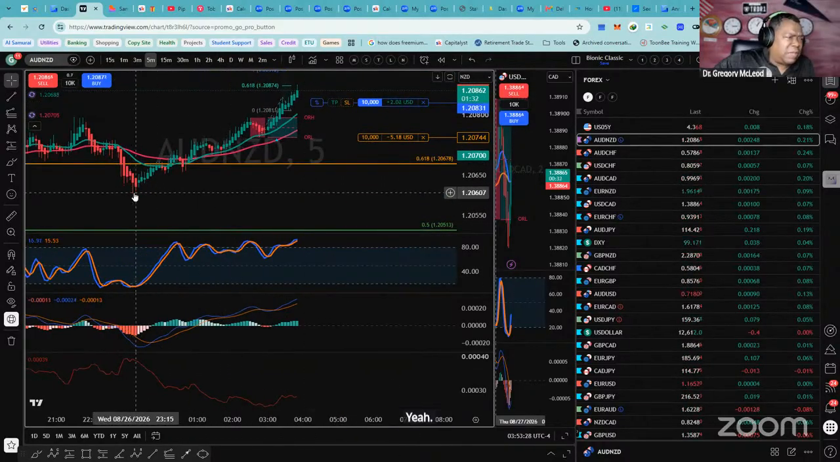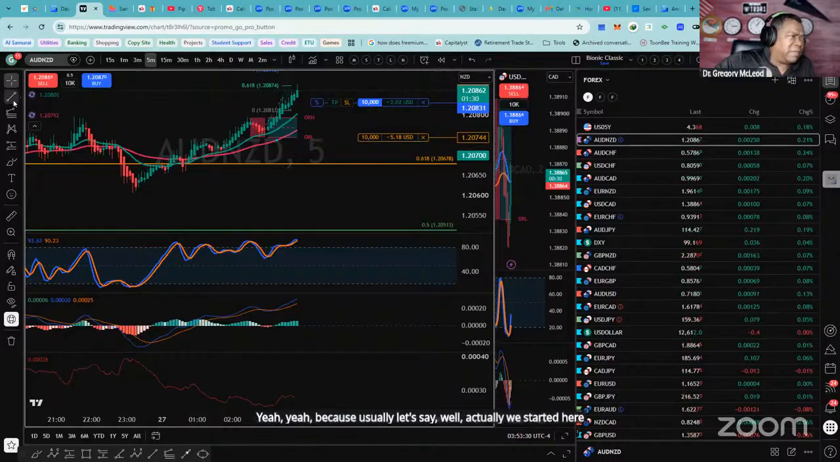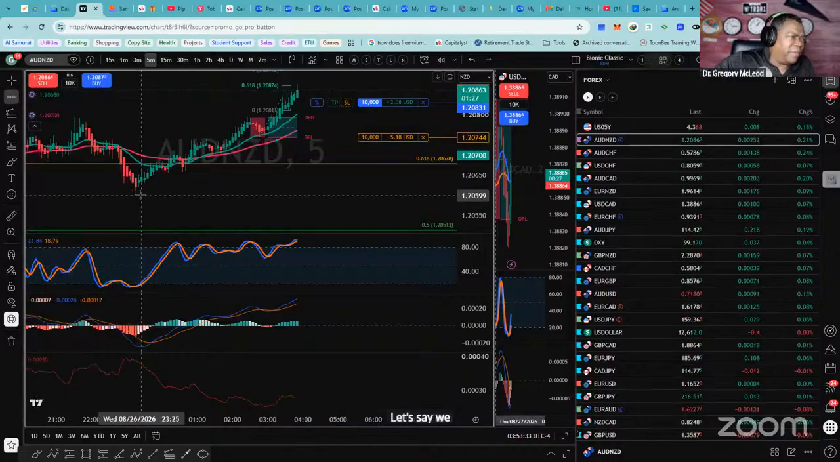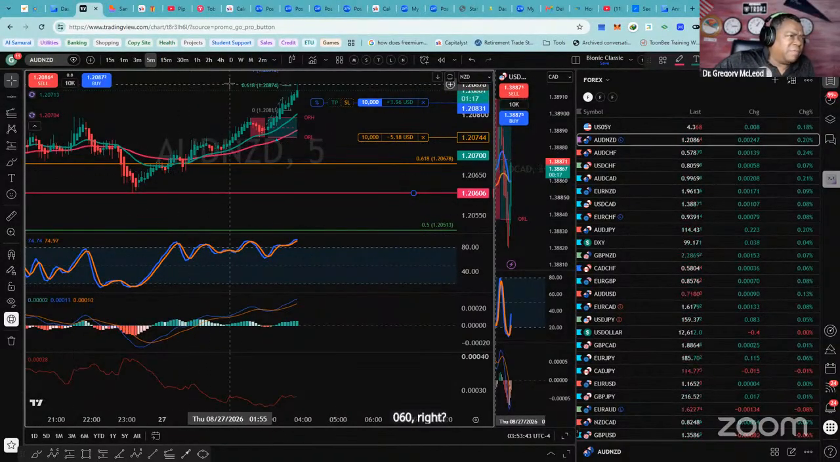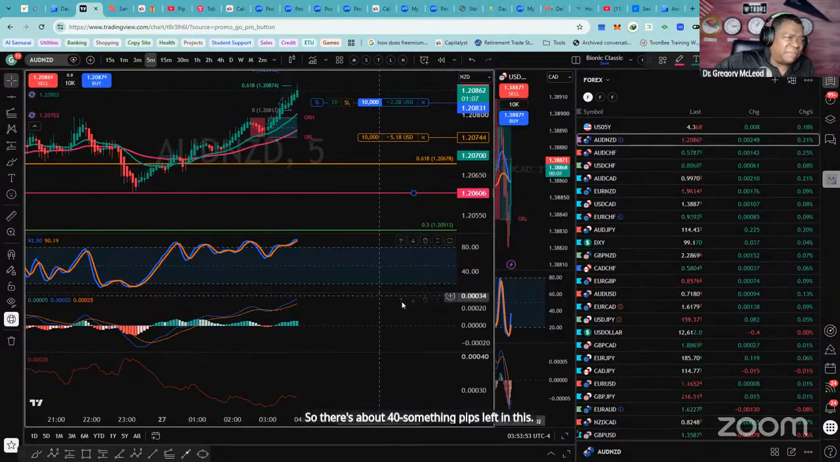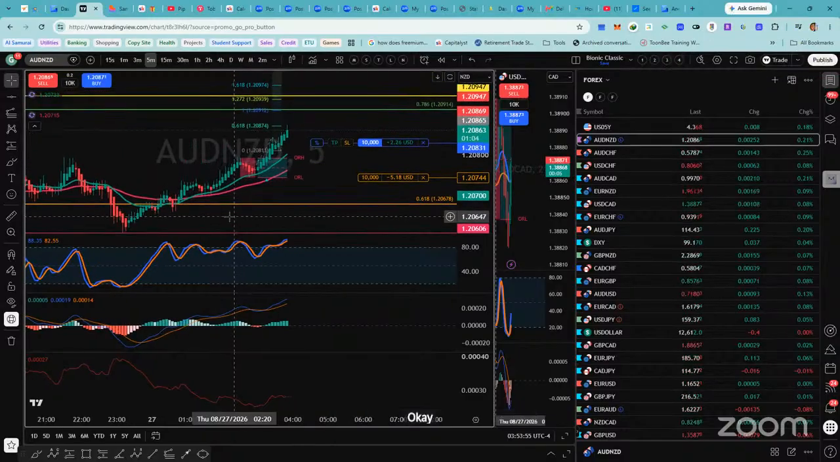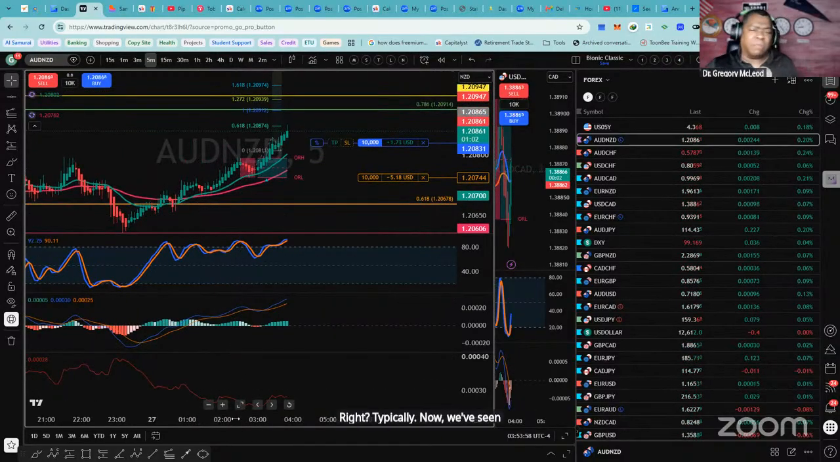Yeah, because usually, let's say, well, actually, we started here, right? I'll put a price on that. That is 060, 060, 060, right? And we're at 087. So that's 27 pips so far. So there's about 40 something pips left in this. Typically. Now we've seen where the currency can overshoot its daily range, and it'll do like 150 in a day.